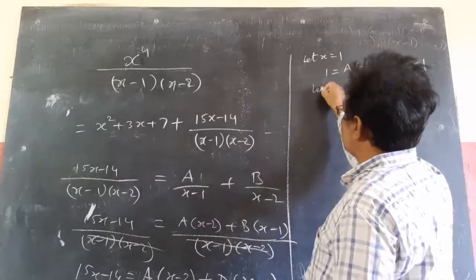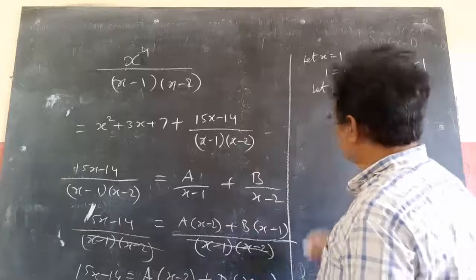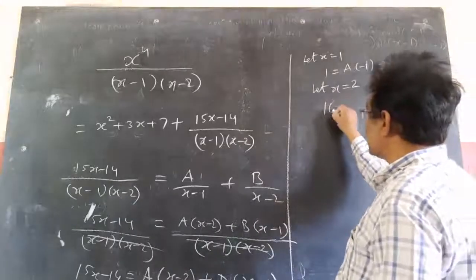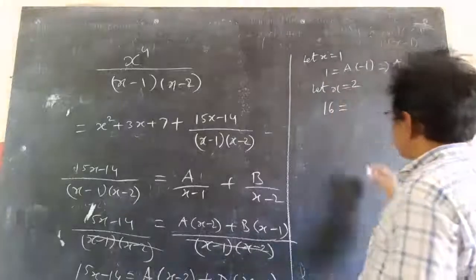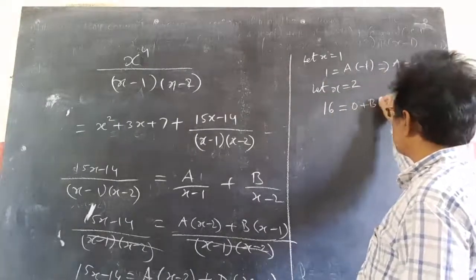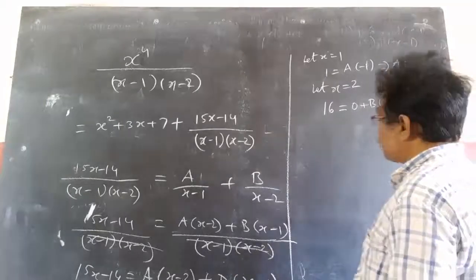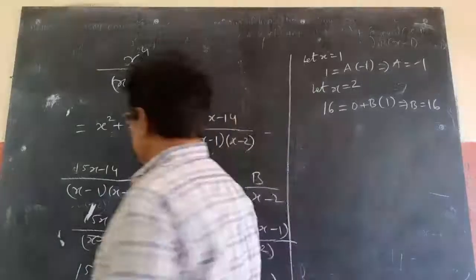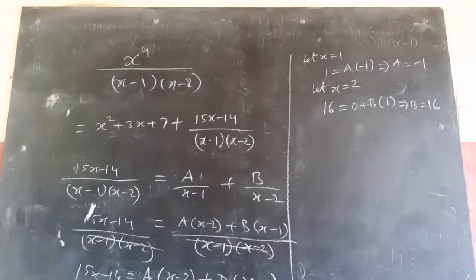Now let x equal to 2. We will get the B value. 15 into 2 is 30, minus 14, 16, equal to 0 plus B into 2 minus 1, which is 1. This implies B equal to 16. B equal to 16. Therefore the given function can be written like this.